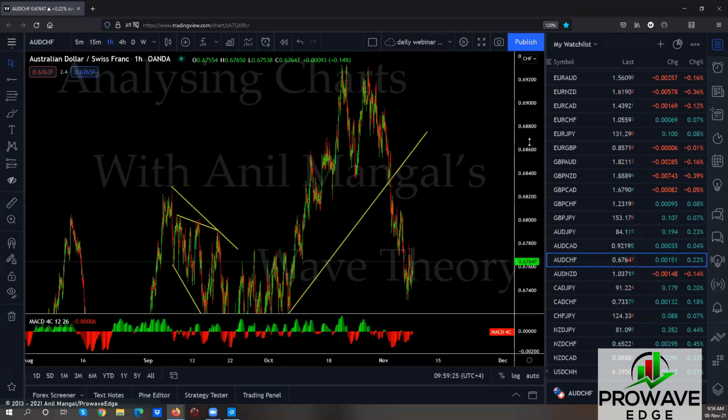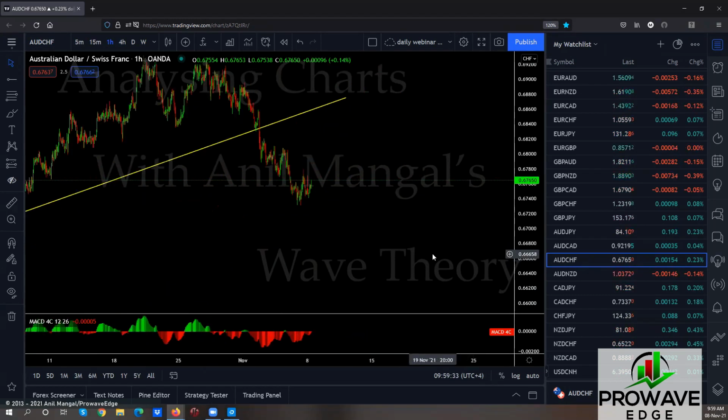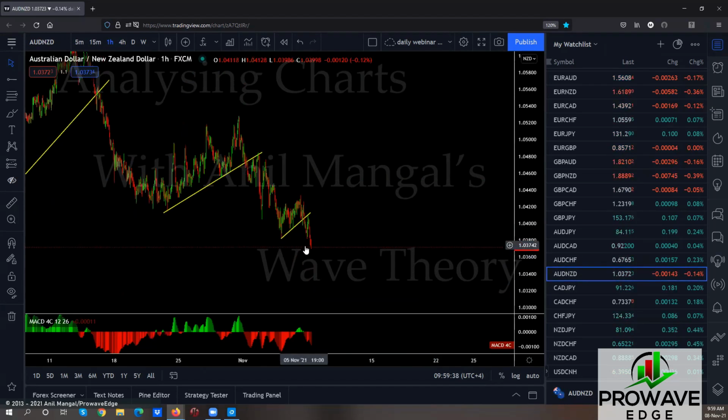Aussie Swiss, downside, keep selling. It might eventually break this low, we'll see. Every flag we get, we can sell. Aussie New Zealand, sell setups. Wait, you don't have any now. We may wait for another flag and then sell that; the sell setup is gone.